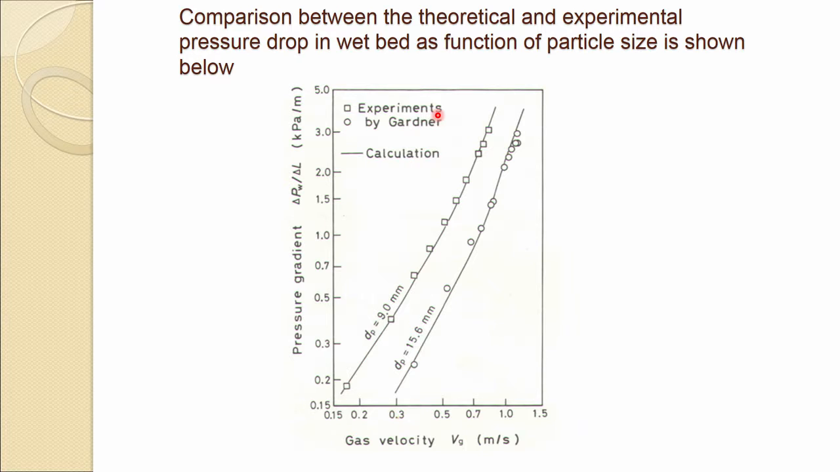So, one can use those correlations for the dry bed pressure drop and wet bed pressure drop to study the flow behavior even in the blast furnace. And as you can see from this figure, higher diameter particle size packing has a lower pressure drop at the same gas velocity than the smaller size particle, which is evident from the Ergun equation and is expected.